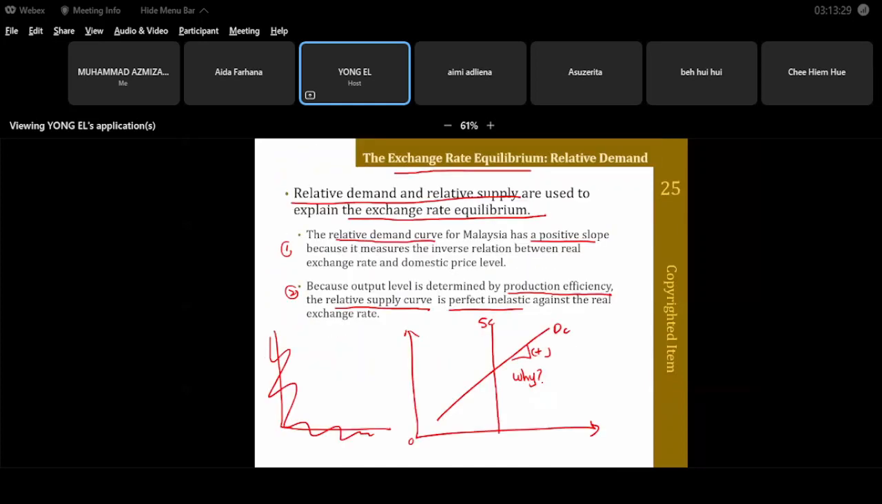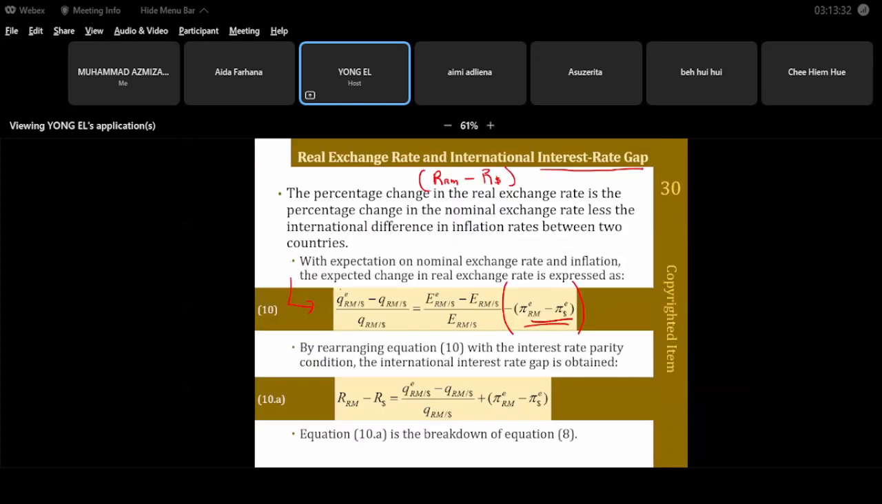Before coming back to this scenario, we just need to replace this term with the interest rate differences between the two countries. This is from equation 7, which we defined previously. And for inflation and real exchange rate, we just need to rearrange them to get the right side here, this one.